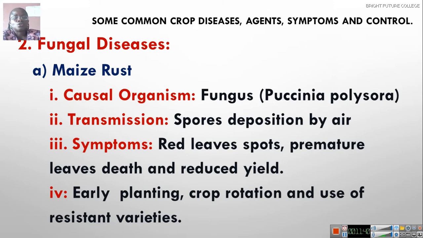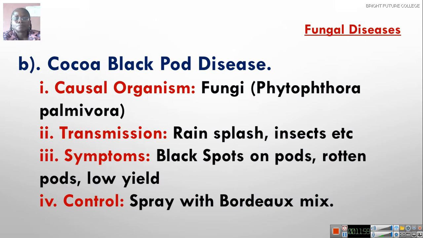How can we control this disease? Take note. How can we control this disease, maize rust? One of the control measures is early planting. Number 2, crop rotation. And number 3, the use of resistant varieties.